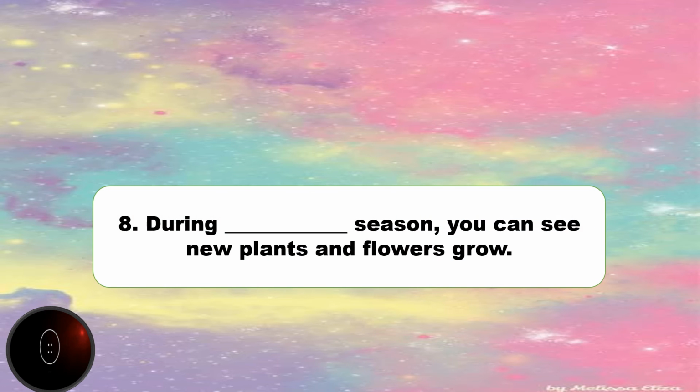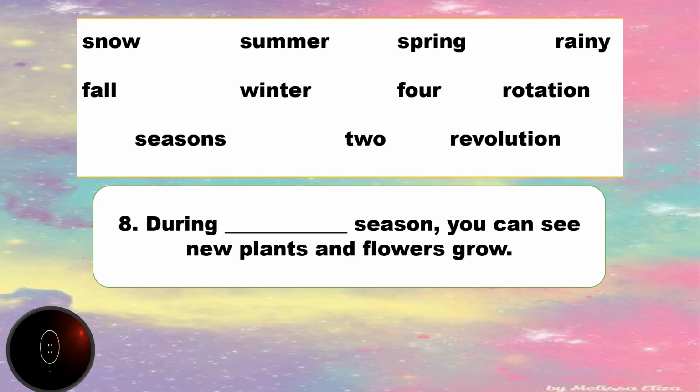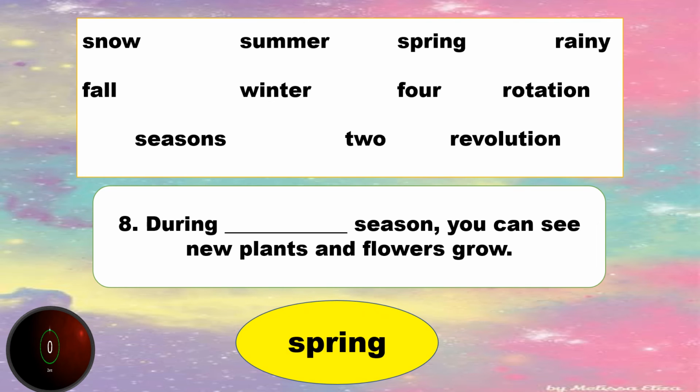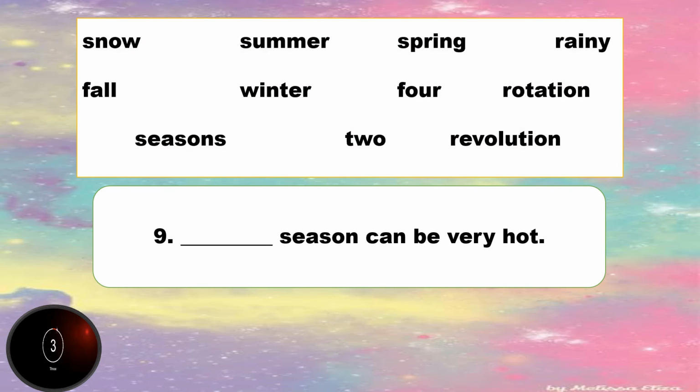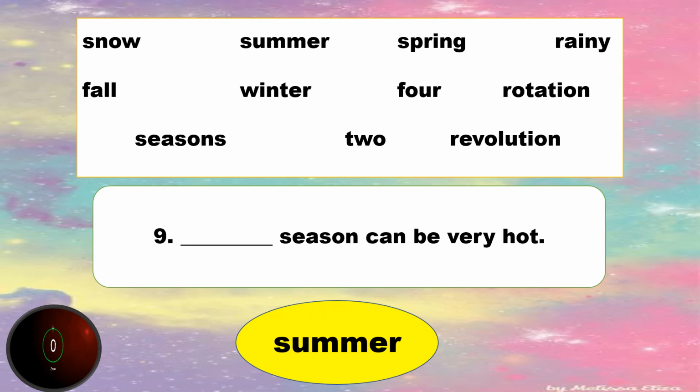Number 8. During blank season, you can see new plants and flowers grow. Again, during blank season, you can see new plants and flowers grow. Timer starts now. If your answer is spring, then you are absolutely correct. Number 9. Blank season can be very hot. Again, blank season can be very hot. Timer starts now. If your answer is summer, then you are correct.